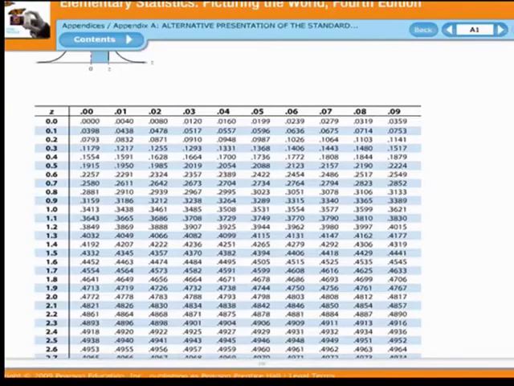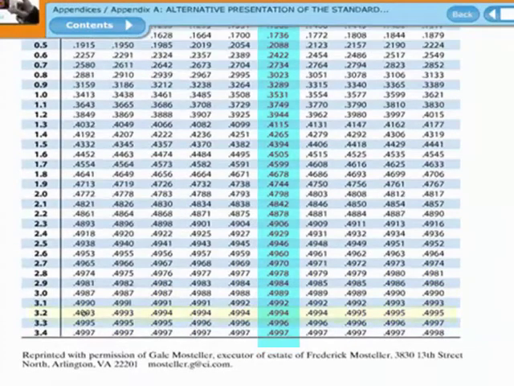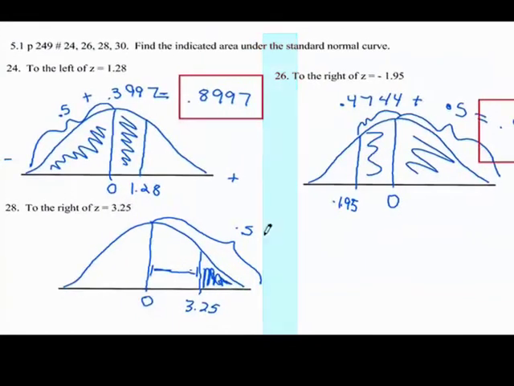So we're going to go down to 3.2 for the ones and tenths place, and then we're going to go over to the 5 here. So 3.2, 0, 1, 2, 3, 4, 5. And that's going to give us 0.4994. So we're going to take our 0.5 and subtract that 0.4994, and with a bunch of zeros and borrowing, you end up with 0.0006. It's pretty small because most of your data is going to be within 2 standard deviations.